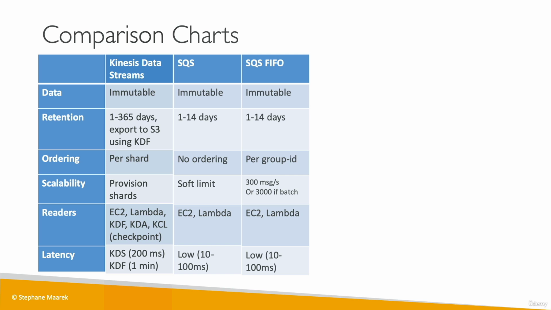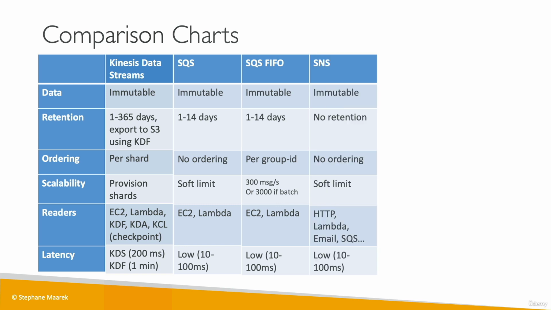Then we have SQS FIFO, which is very similar to SQS, but the data is still immutable. We still have the same retention, but now there's an ordering we can have thanks to FIFO, which means first in, first out. And so we get ordering per group ID. Now, because we have this ordering constraint, the scalability is going to be different. So we have about 300 messages per second, or 3,000 if we're using batching, by batching 10 messages at a time. The readers can also be EC2 and Lambda functions, and the latency will be quite low, between 10 to 100 milliseconds.